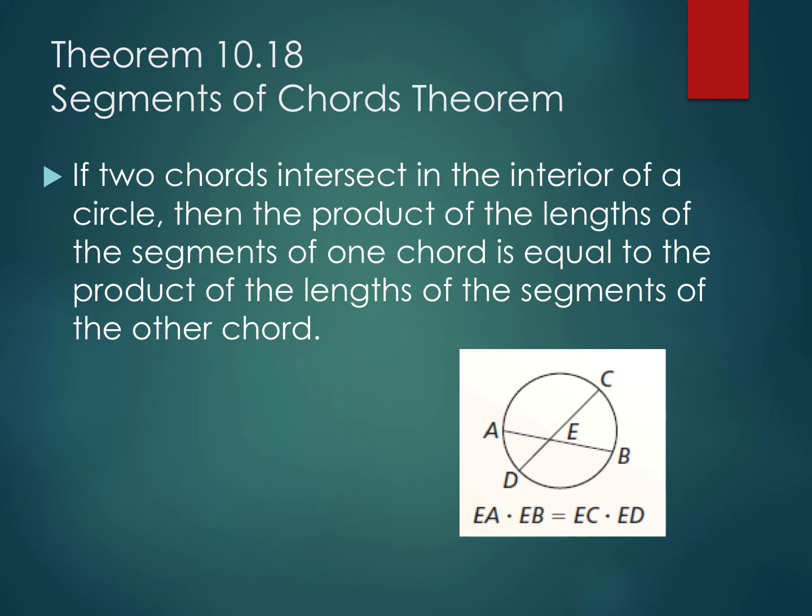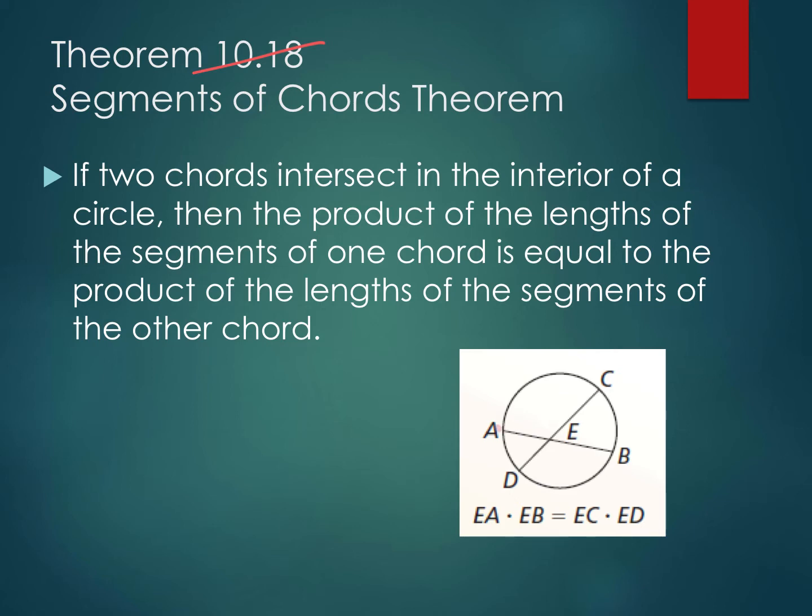So again, don't memorize the number. You can memorize the name. It's called the Segments of Chords Theorem. And this one states if two chords intersect in the interior of a circle, then the product of the lengths of the segments of one chord is equal to the product of the lengths of the segments of the other chord.